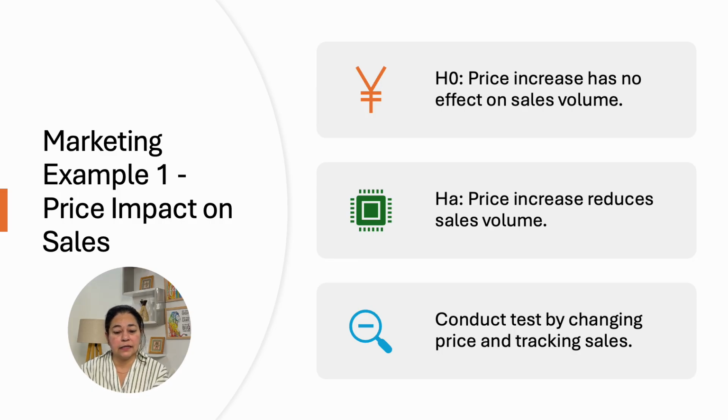Now marketers can conduct the test by changing the price and tracking the sales. So once they have this data, the result will be very much guided, and this will help you decide your pricing strategy.